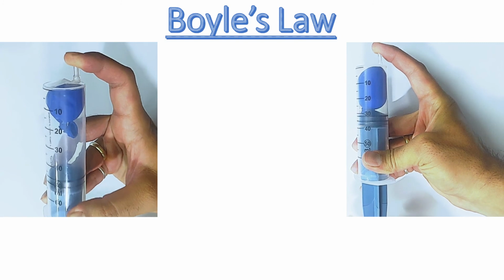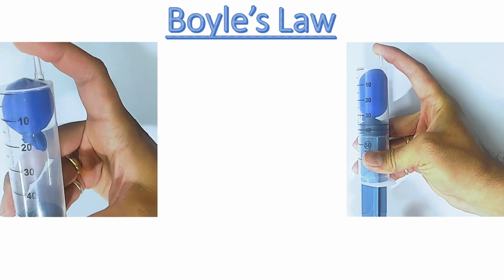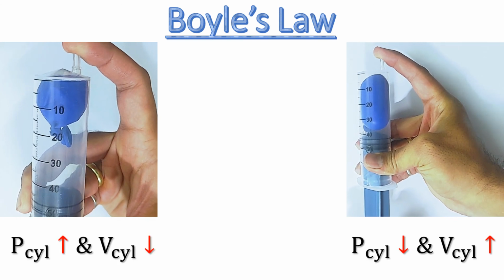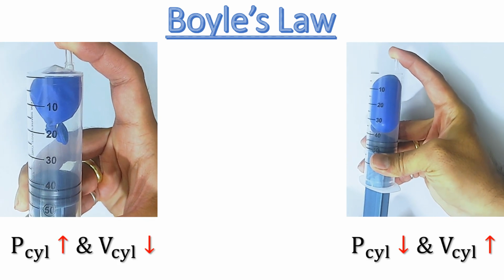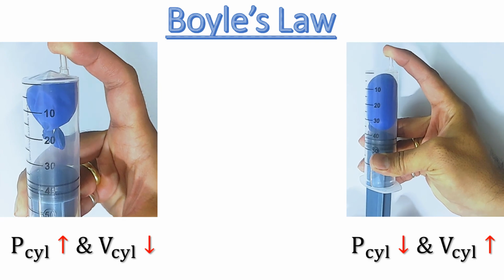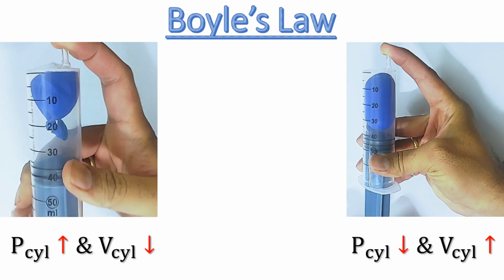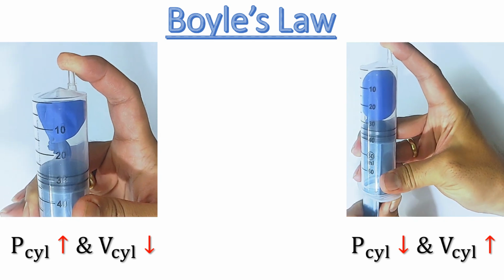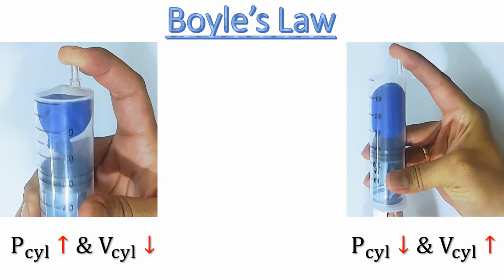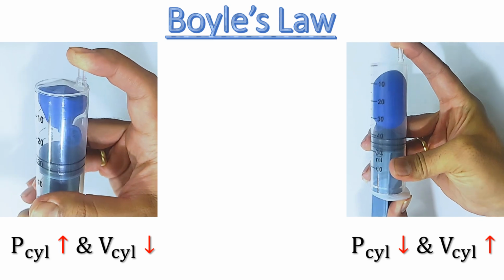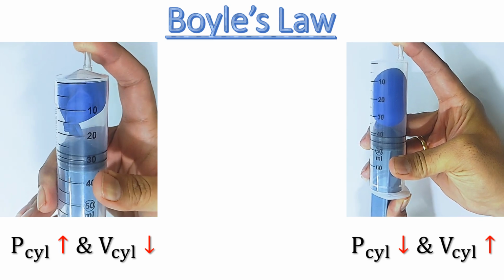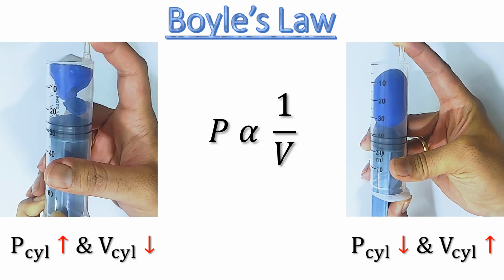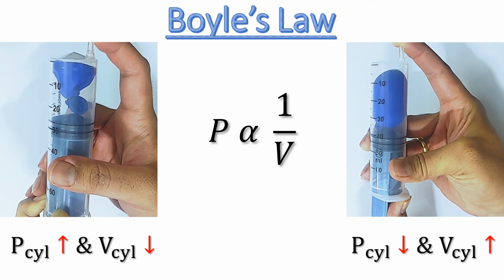By using the syringe and the balloon, we have shown that the volume and the pressure are inversely proportional for ideal gases. Although the gas I am using is not ideal, you can still see its relevance. So that is where Boyle's law is proven. As Boyle's law stated, the pressure is inversely proportional to volume.